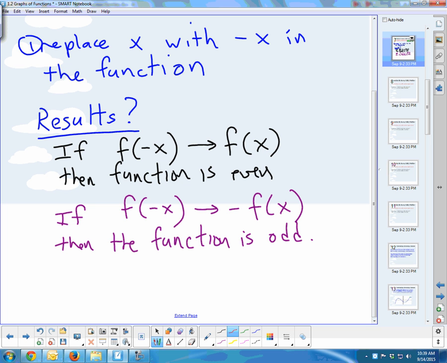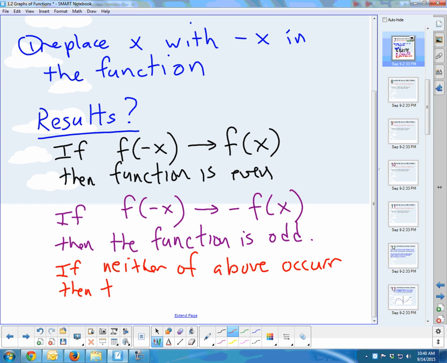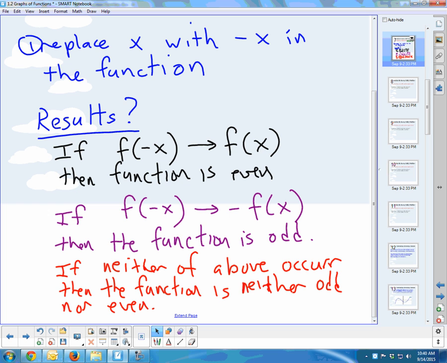A third possibility, if neither of these happen, then the function is neither odd nor even. And a function can't be even and odd. It's either going to be even or odd, so we don't have to worry about both of them happening.